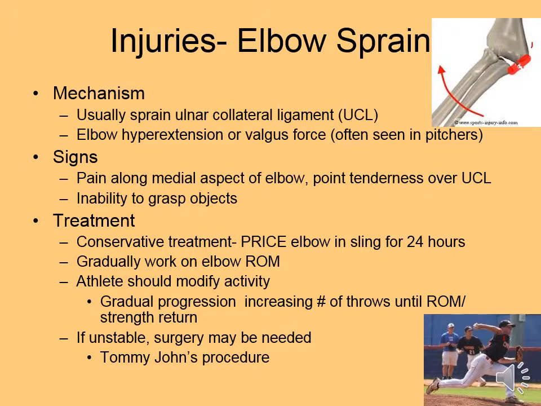As far as throwing athletes especially, they're going to want to modify their activities. So we'll want to have a gradual progression of increasing throws until the range of motion and strength return. People usually opt for this for a little while. If the elbow is unstable and they're not able to do the graded reconditioning and return to play, then surgery may be needed. This is called the Tommy John procedure, named after the first athlete to have it done, I guess.